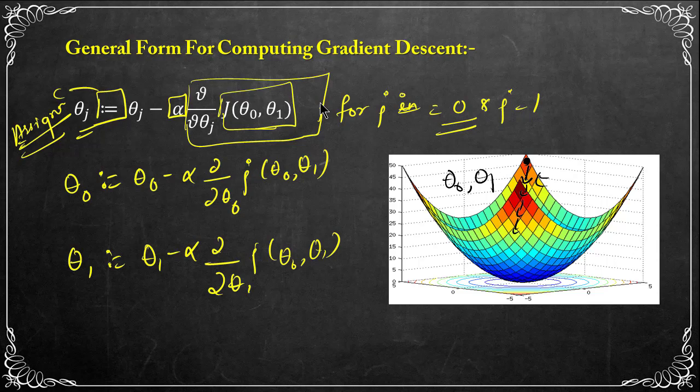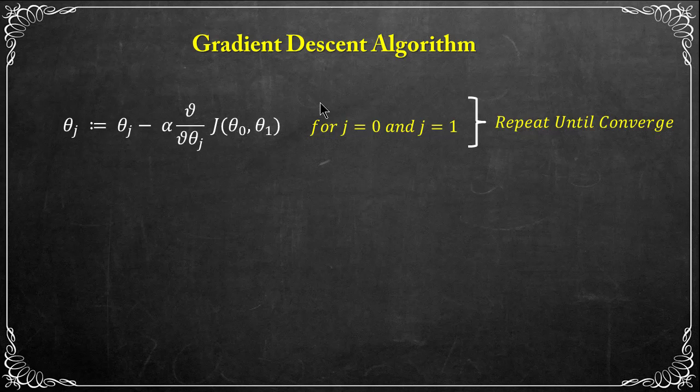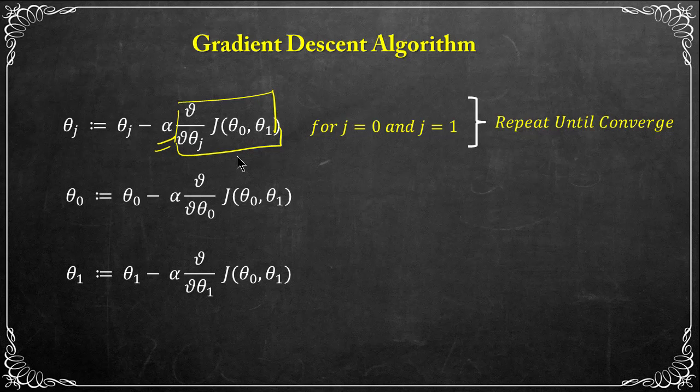Okay, now let's take a look at the gradient descent algorithm. Here, for j equals 0 and j equals 1, we have to update our theta values. Let's recapitulate again that this is our learning rate, and we are taking the partial derivative of our cost function, J of theta 0 and theta 1. We have to repeat this process until it converges or reaches the global minimum, for theta 0 and also for theta 1.